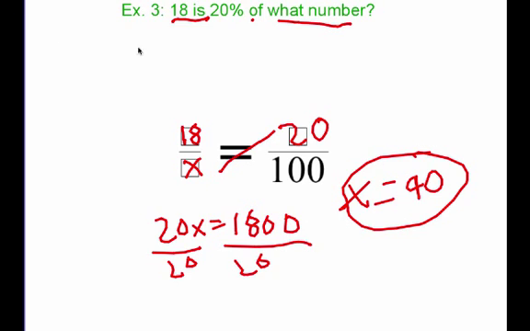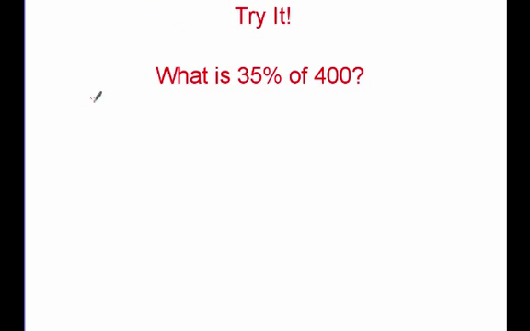All right. So now you should have learned how to set up a proportion to solve all of your problems involving percent. The key is simply to figure out where the numbers go. Remember, you're always going to have something over something equals a percent over 100. So your try it problem is to solve what is 35% of 400. So you need to solve this problem tonight.